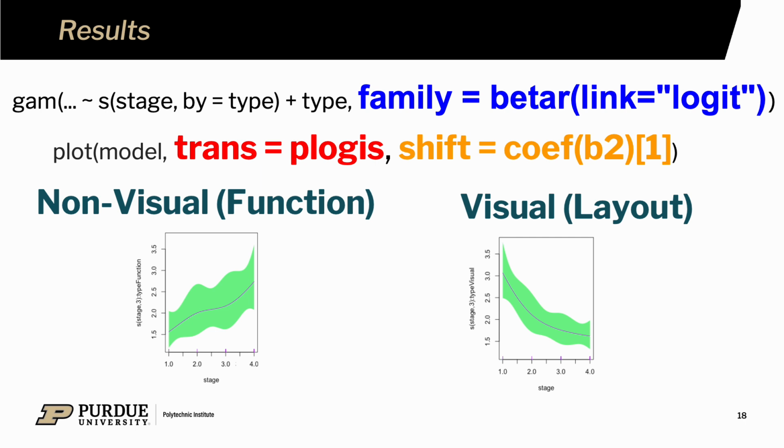This transformation ensures that the predictions are mapped onto a scale between 0 and 1, which is appropriate for proportion data like distance of search, and then shifting them by the intercept value for clearer interpretations, as indicated by the orange wordings. The green shading is used to represent confidence intervals.